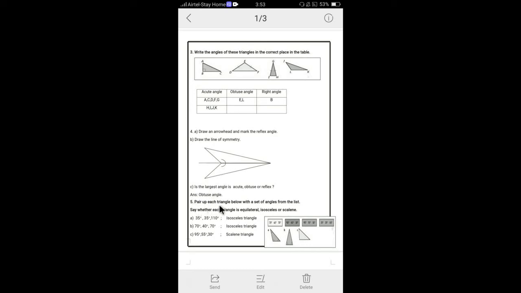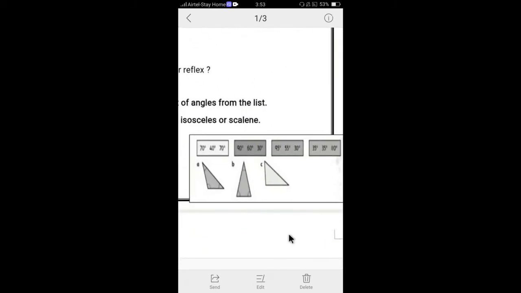Coming to question number 5, please. Pair up each triangle below with the sets of angles listed. They have given a list with these triangles. You have to match them. Let's zoom in. If you see the first triangle, you can see that its opposite angles are equal, but this one is different. So we can see two angles here: 70, 40, 70, 90, and another one you got 35, 35, 110. I think from first to last, any one may be for the A number.